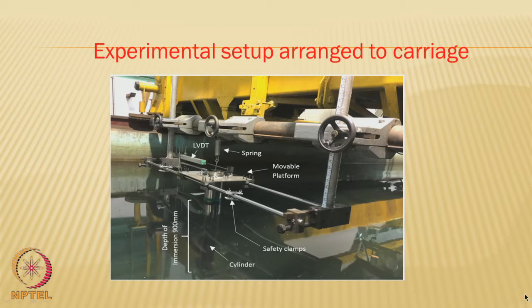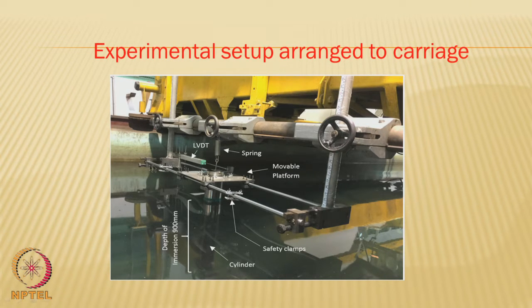Let us quickly see the experimental setup which is assembled to conduct the response study. You can see the cylinder suspended from the arrangement, held down by a spring, is now attached to the moving carriage. This carriage is going to move with a specific velocity in the fluid medium, which is essentially water. This is the immersion of the cylinder. You can see the cylinder here.